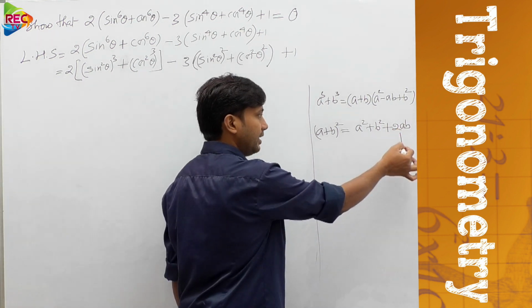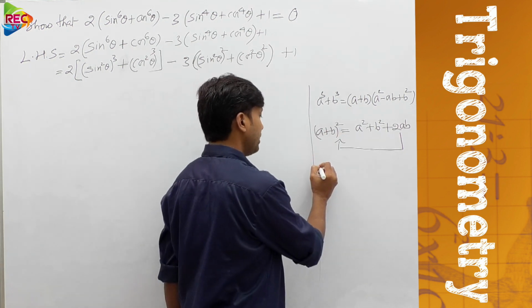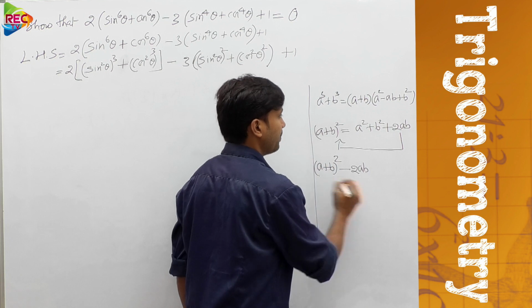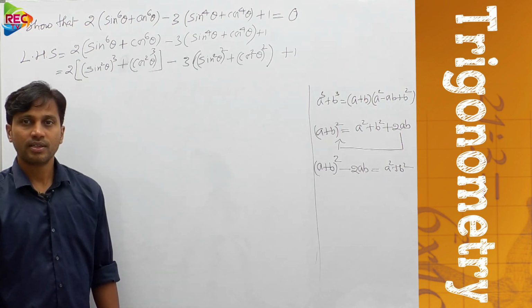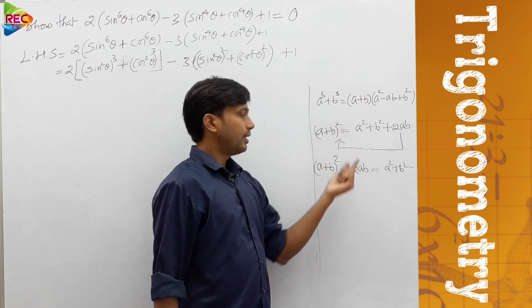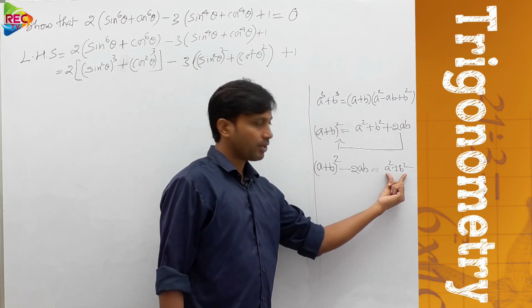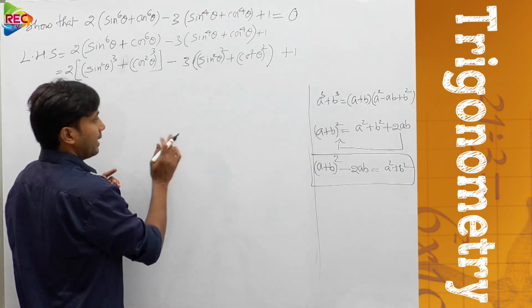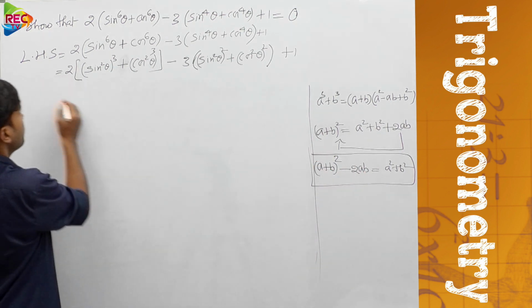Now send this 2AB to the other side of the equation. What does it become? A plus B whole square minus 2AB equals A square plus B square. We just took 2AB to the other side and its sign changed to minus. So A square plus B square equals A plus B whole square minus 2AB. Now can we use this formula to solve these two brackets or not? Exactly. So let us start doing that.